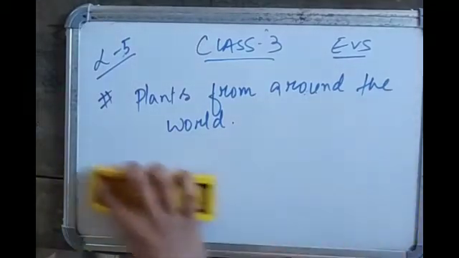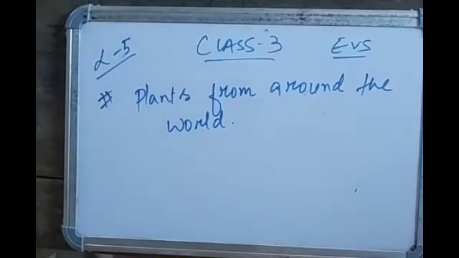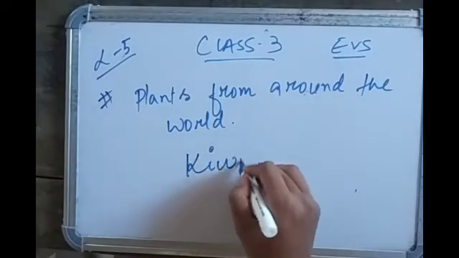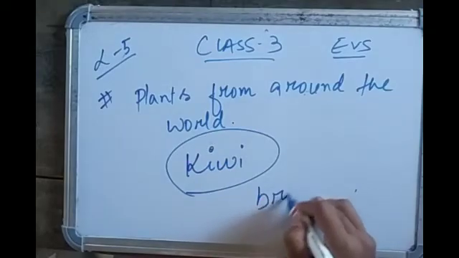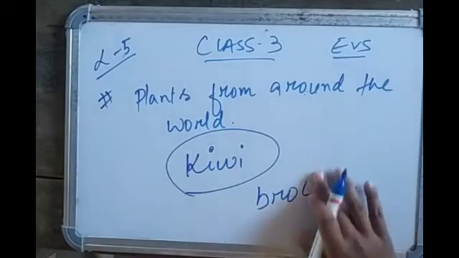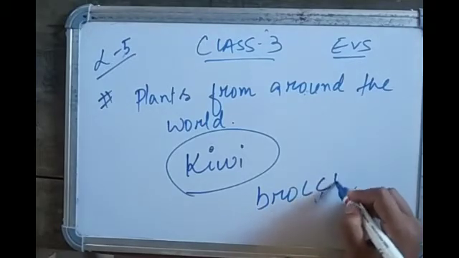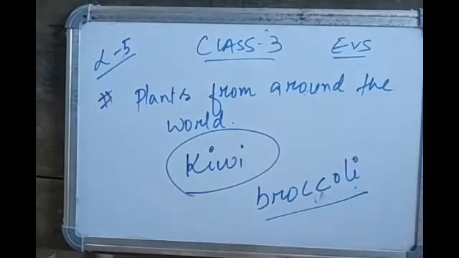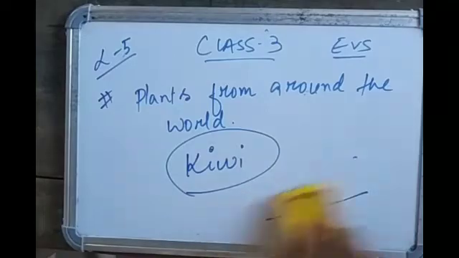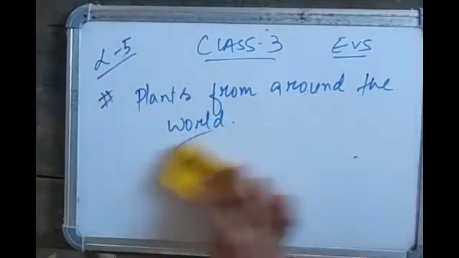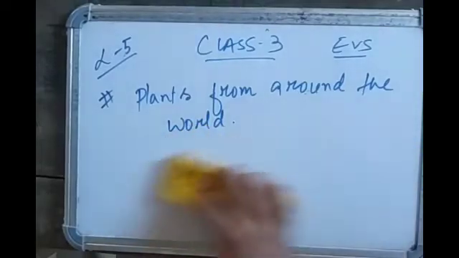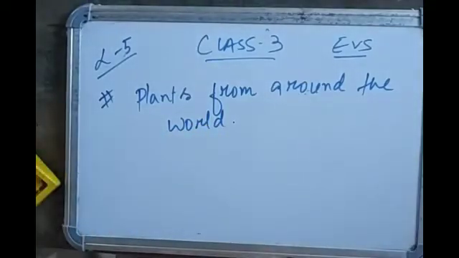For example, strawberries. Kiwi is also one of the examples of exotic plants. Then broccoli, which belongs to the cabbage family. Jalapeno chilies like this. A few examples are given in your textbook: kiwi, broccoli, then jalapeno chili. These are all examples of exotic plants.